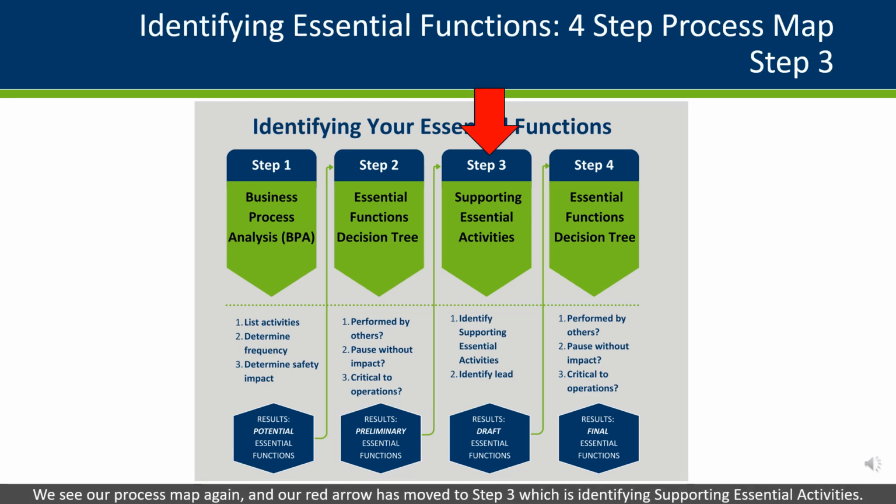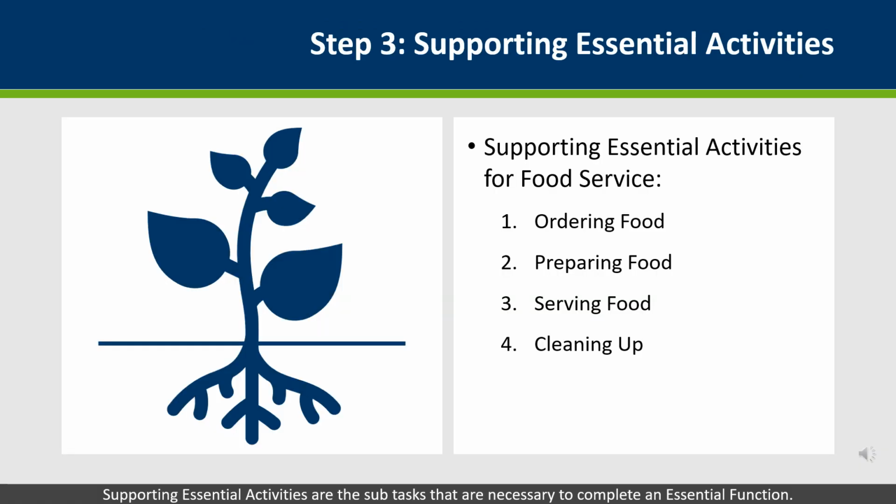We see our process map again, and our red arrow has moved to step 3, which is identifying supporting essential activities. Supporting essential activities are the subtasks that are necessary to complete an essential function. Let's use the graphic of a plant on the screen as an example. If your essential functions are above ground and the leaves of the plant, your supporting essential activities are the roots of the plant. They are necessary for the plant to thrive.